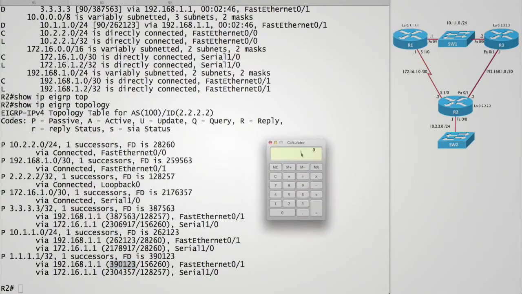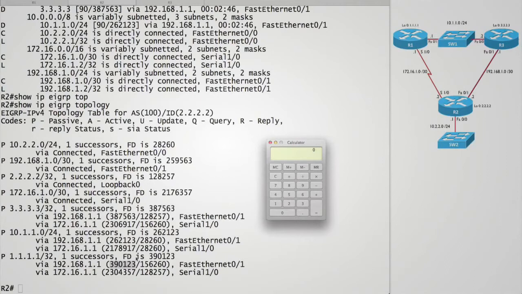Let's bring up a calculator to better illustrate this. Let's put in 390,123. Let's say we had a variance of 2. I would say 390,123 times 2. And this would be my maximum acceptable feasible distance. It's a little over 780,000. Based on that, would I be load balancing across this WAN link? No, because 2.3 million is still a lot more than 780,000.